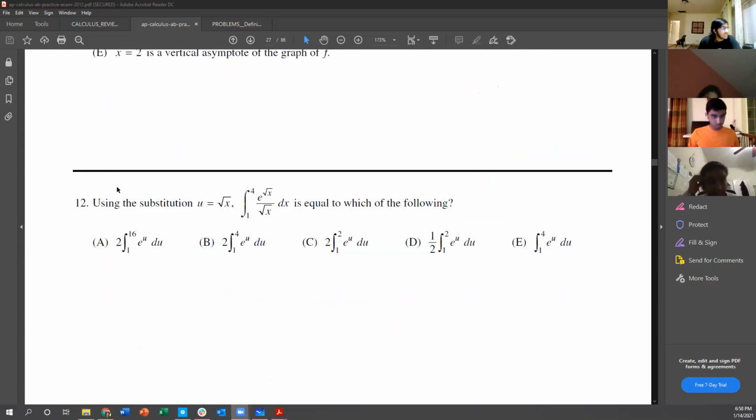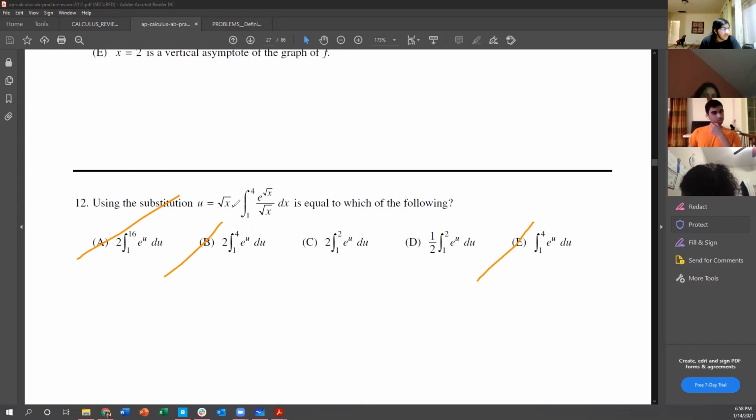Using substitution u equals root x, these are one of the easier ones. Hopefully, I might be underestimating this, but let's see. First, we want to check for bounds. So we should have a 1 on the bottom and a 2 on the top. So that disqualifies this one, and this one. Because if you plug in root x, you're going to get u equals 1 on the bottom and u equals 2 on the top.